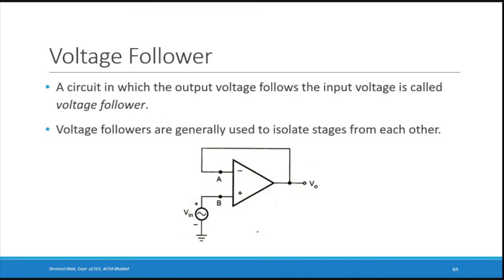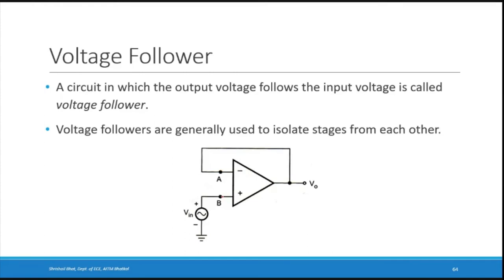This is a circuit of a voltage follower wherein we do not connect any resistances. The output is connected to the inverting terminal directly without any feedback resistance, and the input voltage Vin is connected at the non-inverting input terminal. You can take the inverting input as node A and the non-inverting input terminal as node B.